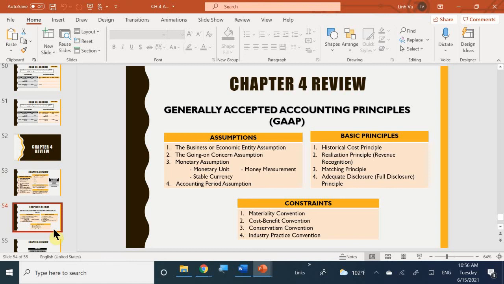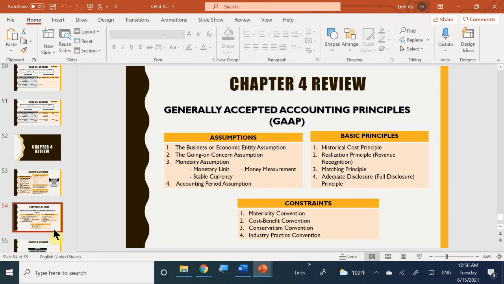4 characteristics of financial statements. We talked about the generally accepted accounting principles. I'm only going to test you on the first 8, not the last 4. I'm not going to test you on materiality, cost benefit, conservatism, or industry practice, because once again, we're looking at financial accounting, which doesn't really deal with this section.